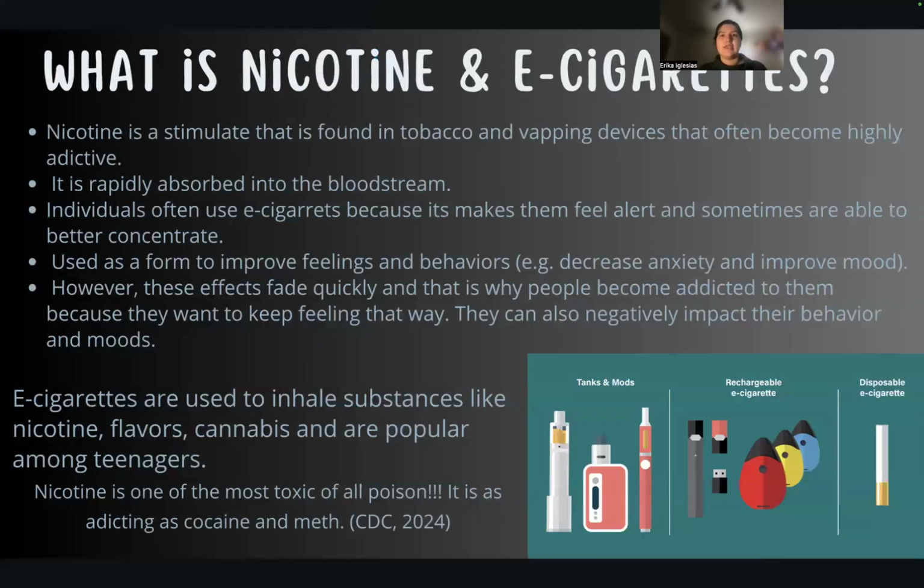What is nicotine and e-cigarettes? Nicotine is a stimulant that is found in tobacco and vaping devices that often become highly addictive. It is rapidly absorbed into the bloodstream. Individuals often use e-cigarettes because it makes them feel alert and sometimes are able to better concentrate. It is used as a form to improve feelings and behaviors such as decrease anxiety and improve their mood.